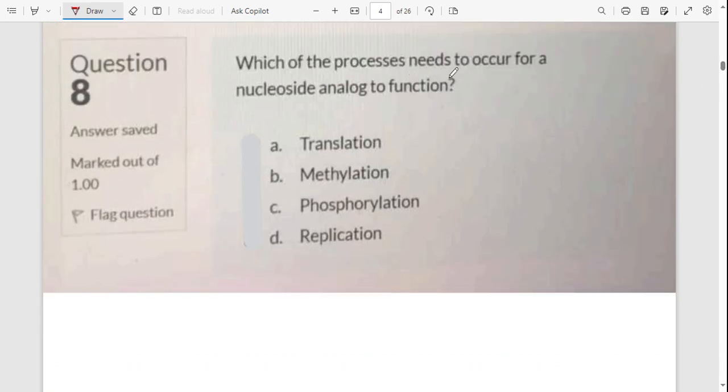Which of the processes needs to occur for a nucleoside analog to function? A nucleoside analog is a compound that resembles a nucleoside. And so for a nucleoside analog to function, it needs to undergo phosphorylation.